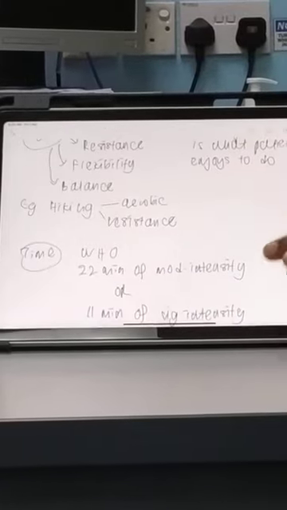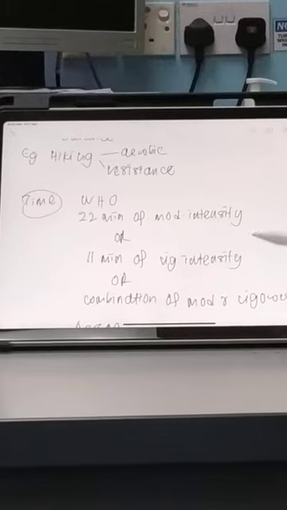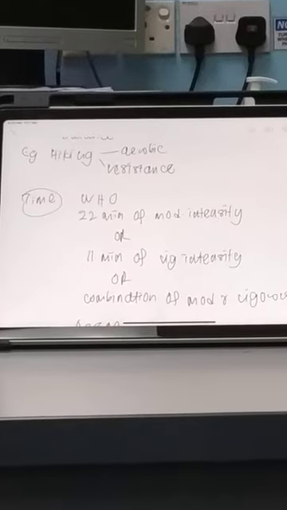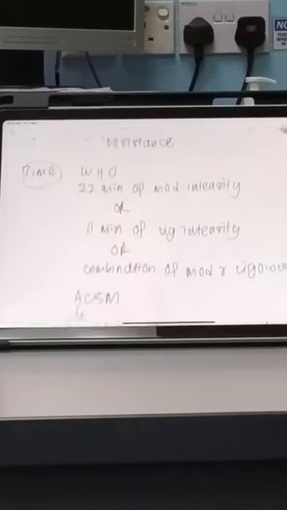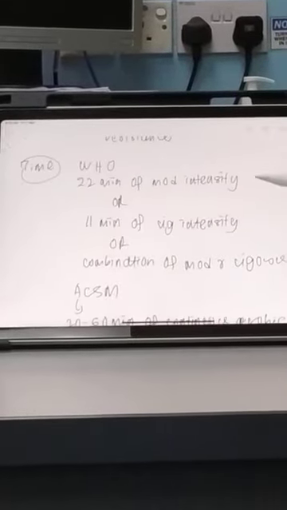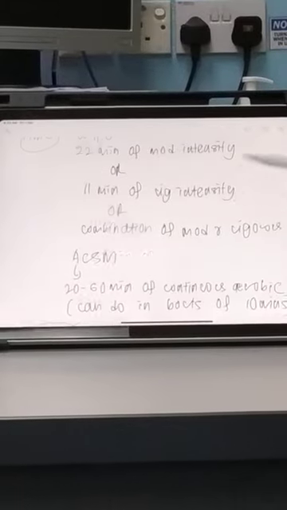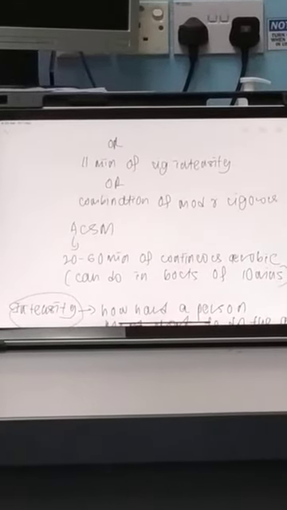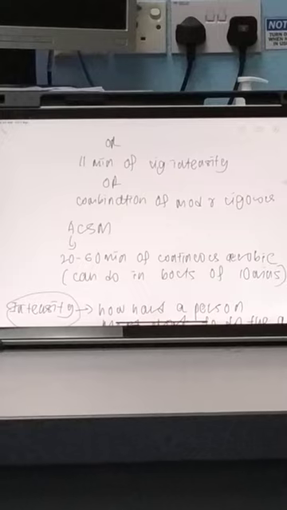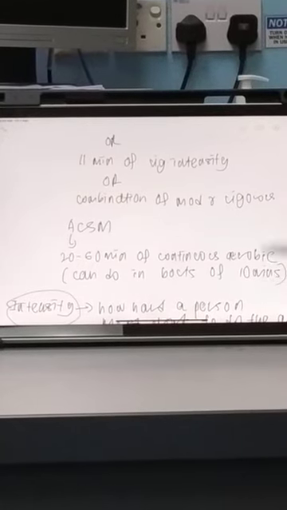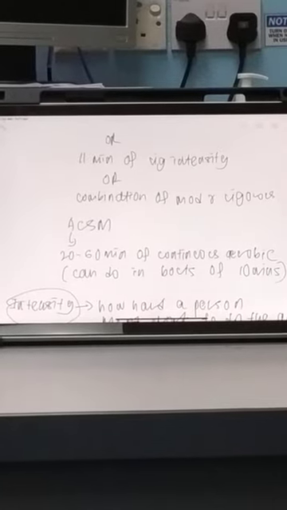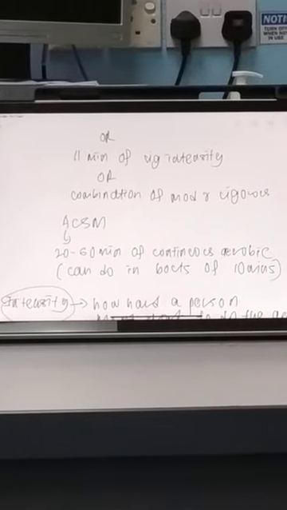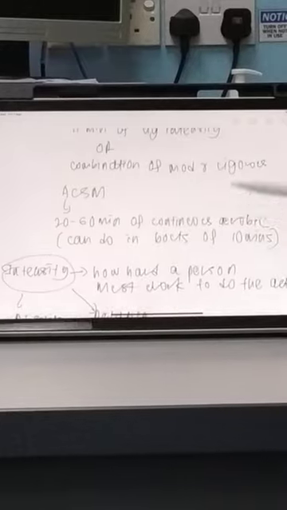Time-wise, based on WHO, there's 22 minutes of moderate intensity or 11 minutes of vigorous activity, or a combination of moderate and vigorous. That is based on WHO. ACSM says 20 to 60 minutes of continuous aerobic activity, which means they can do it in bouts of 10 minutes. Small sessions, like 10 minutes of this, 10 minutes of that. That is what ACSM says.